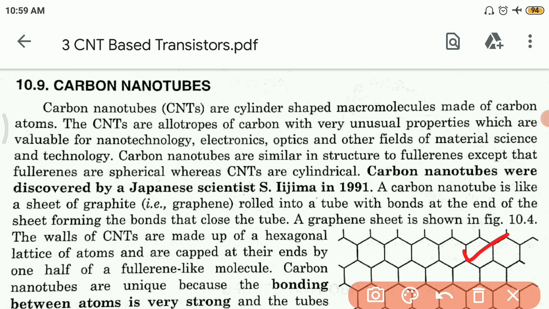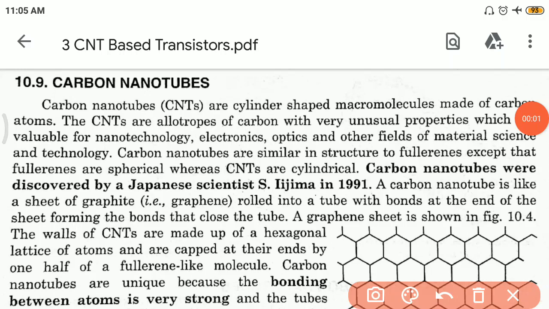So the walls of the CNTs are made up of a hexagonal lattice of atoms. Okay, you can see this is a hexagonal shape. Okay, 1, 2, 3, 4, 5 and 6. So it is made up of a hexagonal lattice of atoms and is capped at its ends by one half of a fullerene-like molecule.